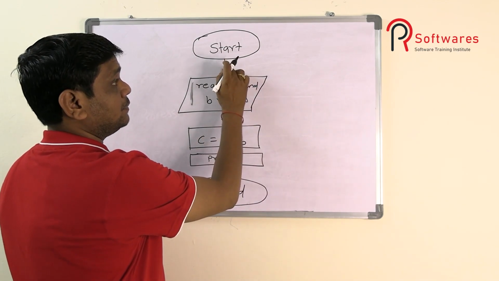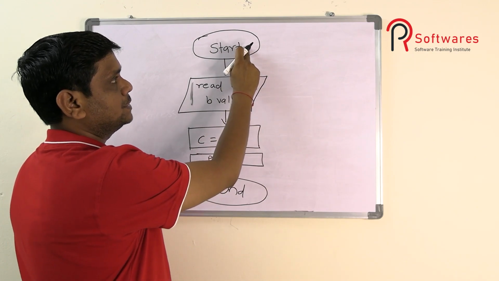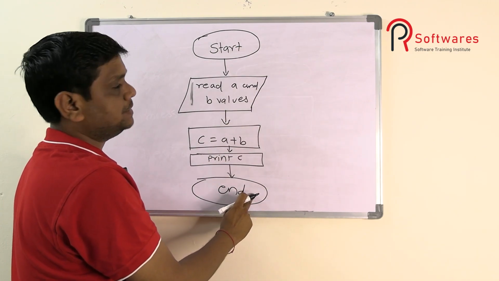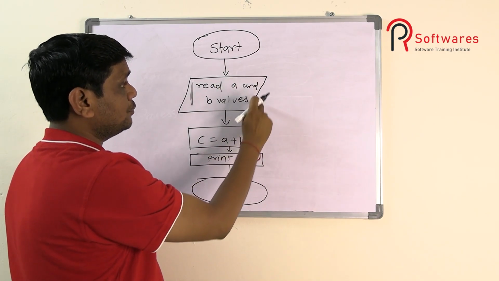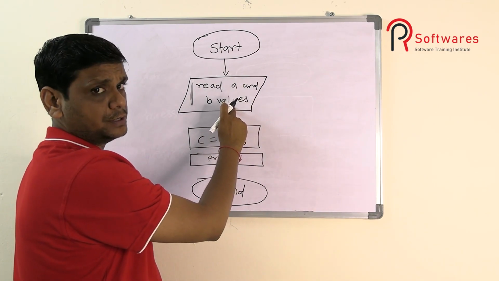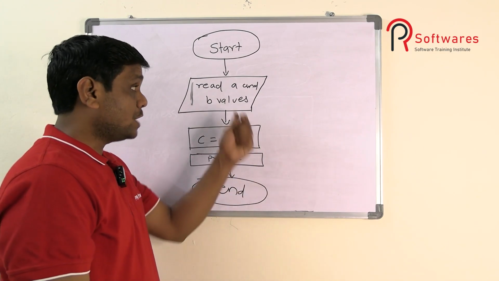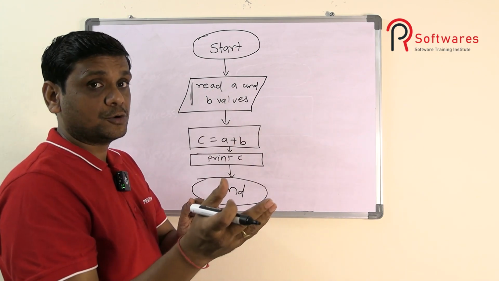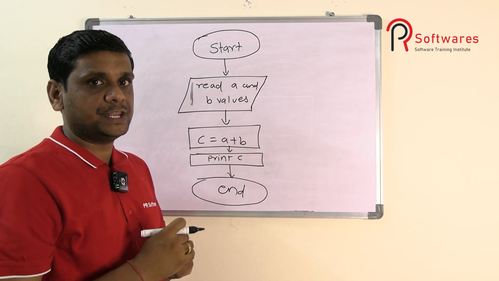So this is nothing but the arrow flow. I told you where our flow is going, that is the arrow. This is for starting and ending, this shape, that is oval. The parallelogram will be used for reading the numbers. And this rectangle will be for processing. So I have converted our addition of two numbers algorithm into the flowchart way. I hope it is very clear.